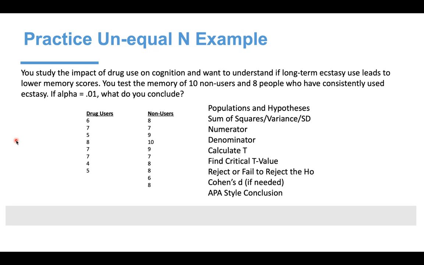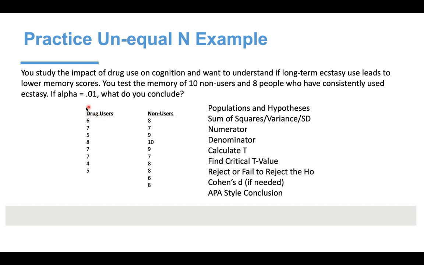So, for example, in this experiment, we're asking the question about the impact of drug use on cognition, specifically if long-term ecstasy use leads to lower memory scores. So we're going to have a one-tailed test, lower, that's directional. So we test the memory of 10 non-users and 8 ecstasy users, drug users.